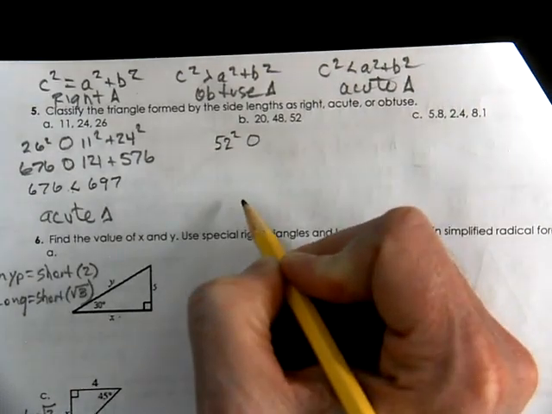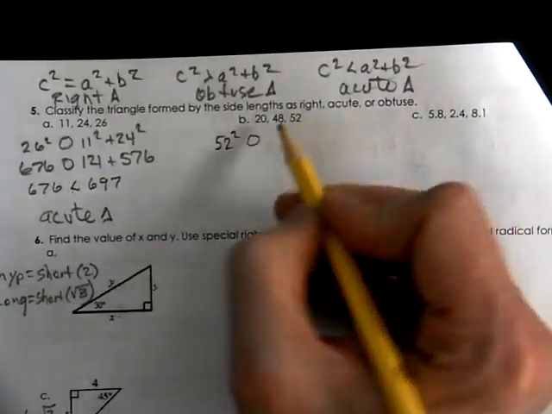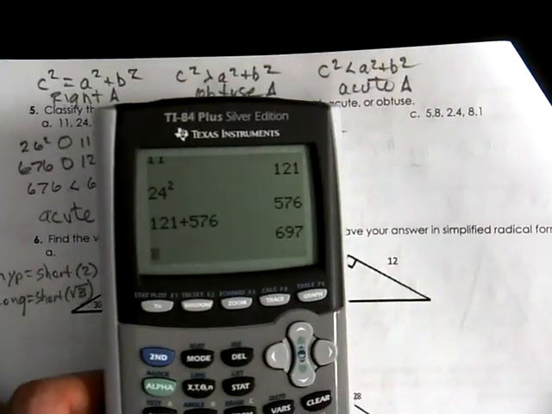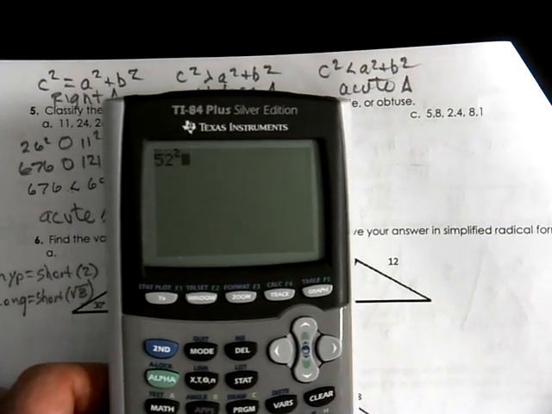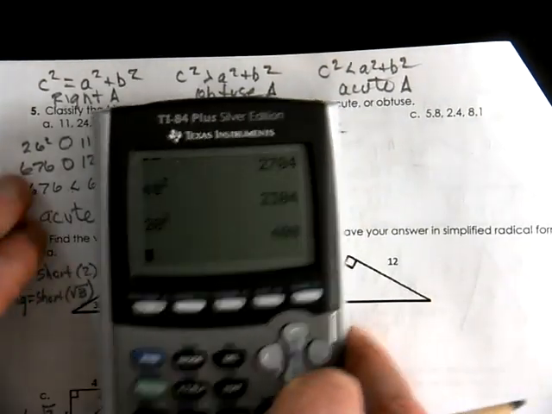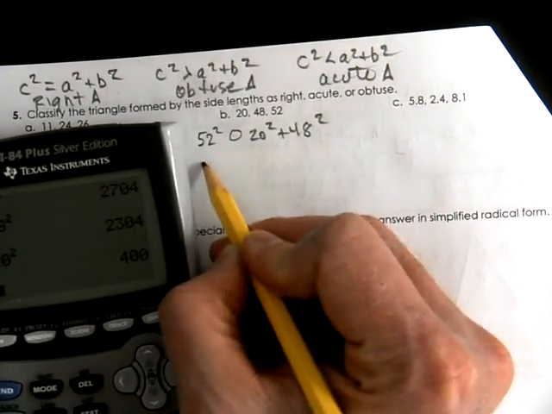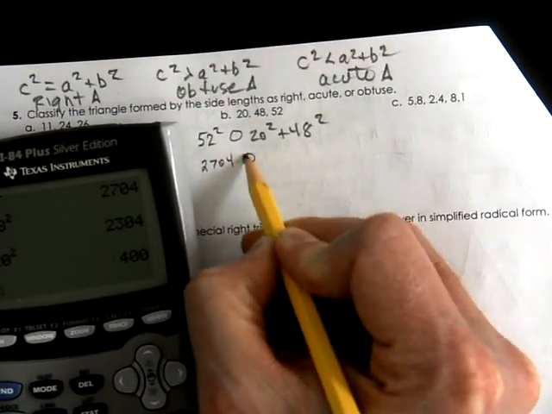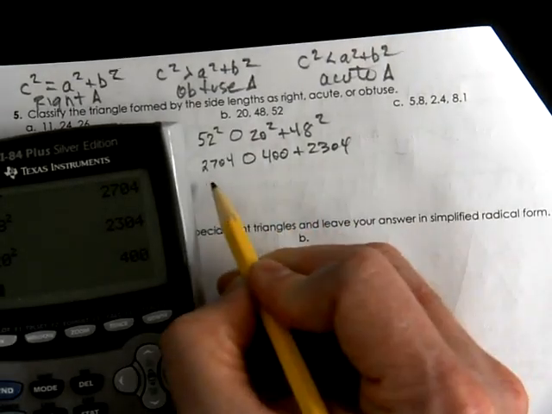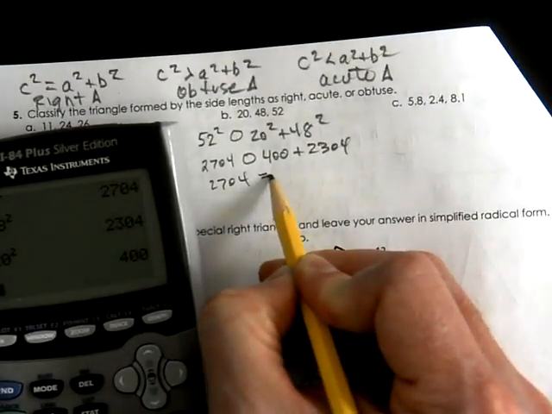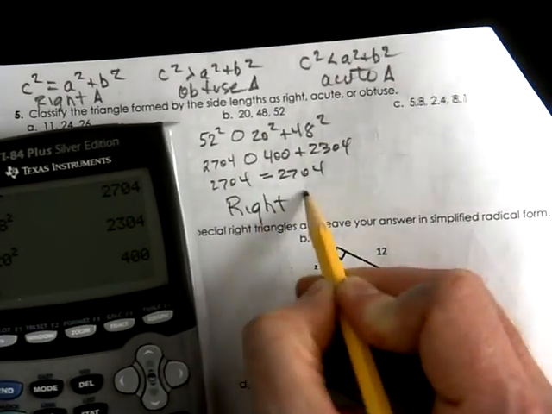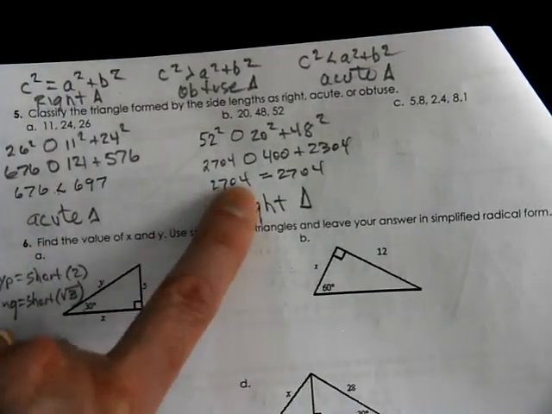We're going to use the Pythagorean theorem again. We're going to compare it. We're going to put our greater than or less than symbol in there with 20 squared and 48 squared. So 52 squared, 48 squared, and 20 squared gives us all of our numbers. So 2704, comparing that with 400 and 2304. We're going to combine those two to get 2704. That makes 2704, so that means it is perfect and a right triangle because it equaled, it was the same.